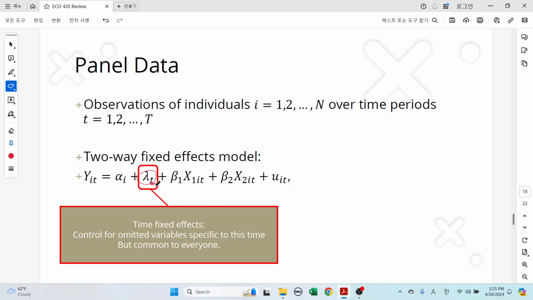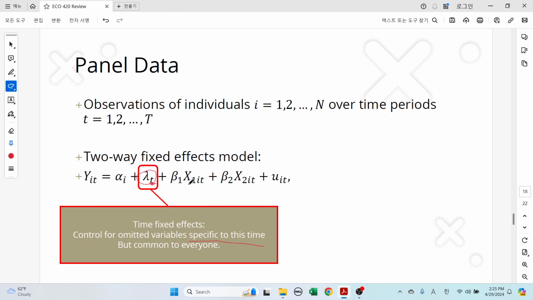This controls for any effects that are common to everyone because it does not depend on i. Same for everyone, but specific to a certain time, right? Like COVID, the effect of COVID. It was worldwide, at the same time, and affected everyone.